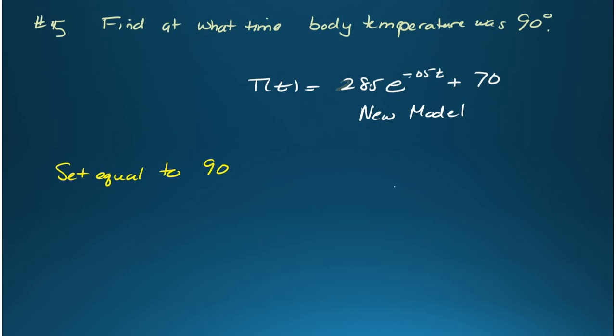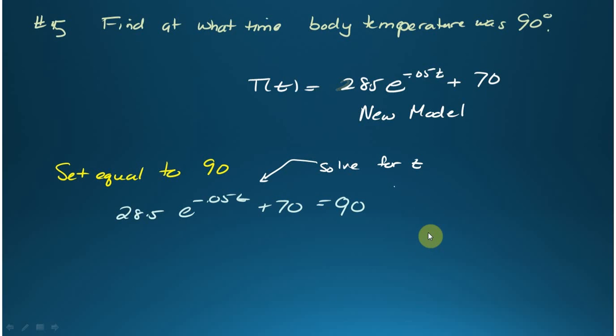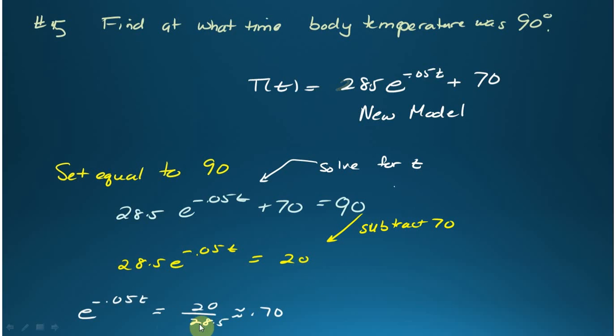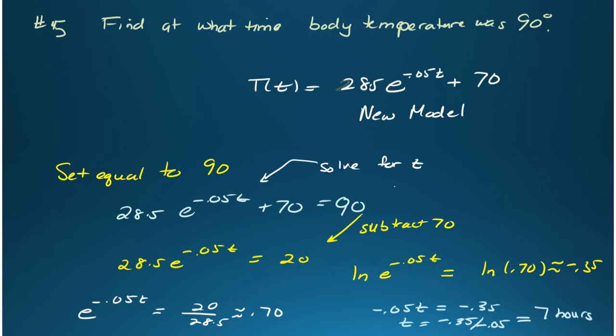So if I want to solve it algebraically, I take that new model and I set it equal to 90, because this model predicts temperature and I want to know when the temperature is 90. I'm solving for this little t, which is time. So that's what I want to get after. So like before, I subtract the 70 from both sides. I get 20 over here. I divide both sides by 28.5, which is about 0.70. I ln both sides. And natural log of 0.70 is about negative 0.35. And I come up with around 7 hours.